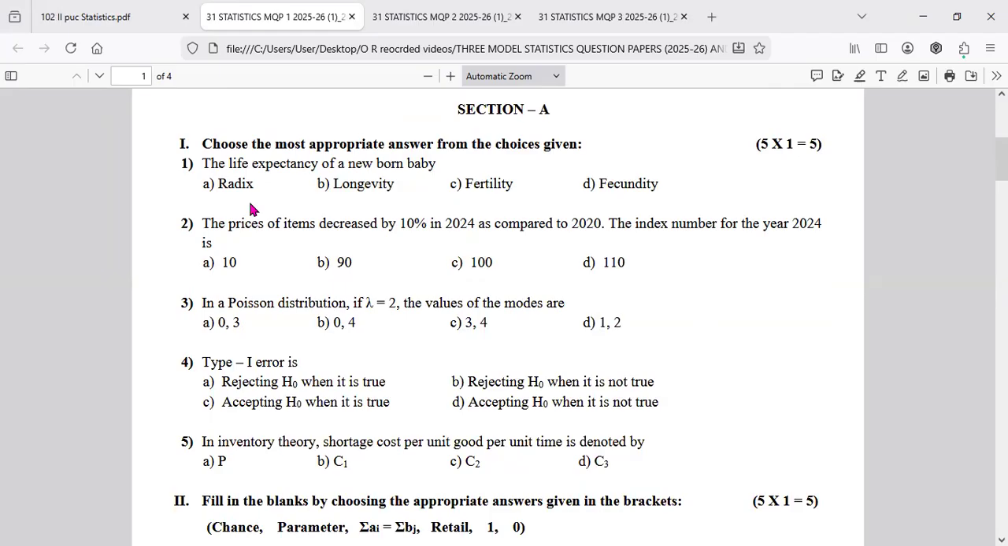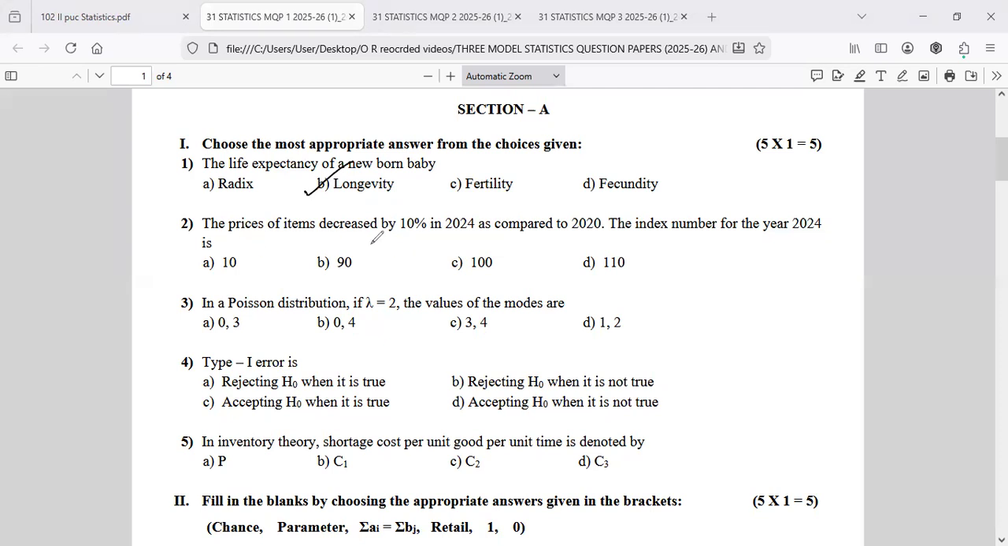The first question comes from vital statistics. The life expectancy of a newborn baby, the options are radix, longevity, fertility, fecundity. Radix is the size of the cohort. Fertility is the number of live births occurring in a woman's childbearing age group. Fecundity is the capacity of a woman to bear children. Longevity is the life expectancy of a newborn baby. So option B, longevity. Okay, next one.